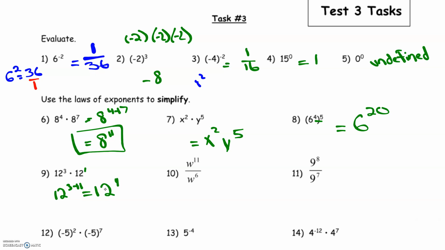Alright, now when we do the inverse operation, or the opposite, which is division, we end up subtracting the exponents. So we end up with w to the 11th minus 6, and that gives us our final answer of w to the 5th power. Okay, same exact thing in number 11. Same base. When we subtract the exponents, we end up with 9 to the 1st power, also known as 9.